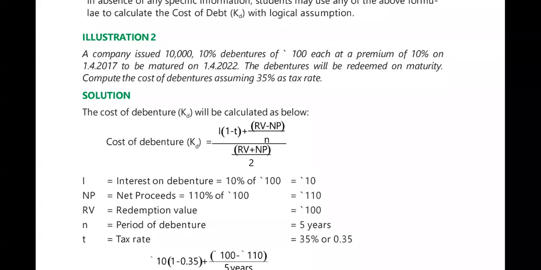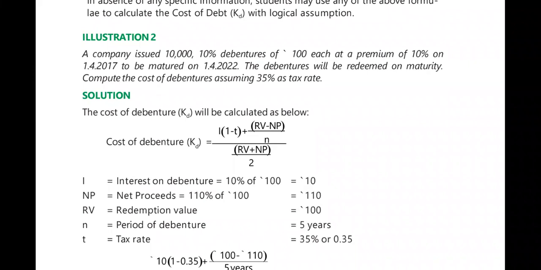Now NP. What he has told you is that it is issued on a premium, right? NP, net proceeds, is generally issued on a premium. Now 100 is the par value, the face value, and you have to increase it by 10%. 10% of 100 is 10 rupees. So 100 plus 10 rupees is 110 rupees. That is net proceeds. Redemption value is 100 rupees, the same value given in the problem. Then the period of debenture is given in the problem, that is 5 years.